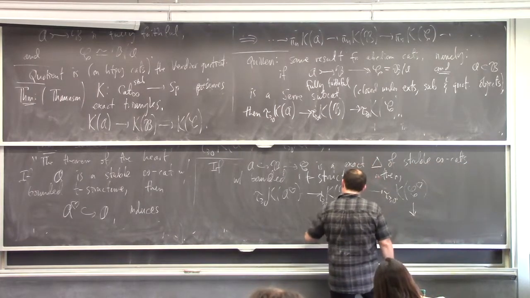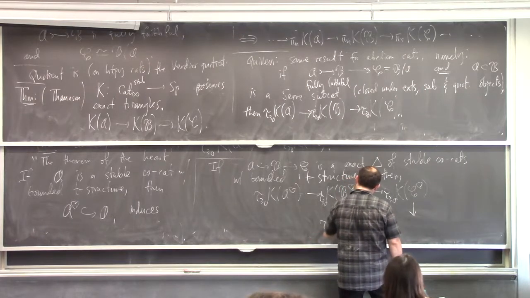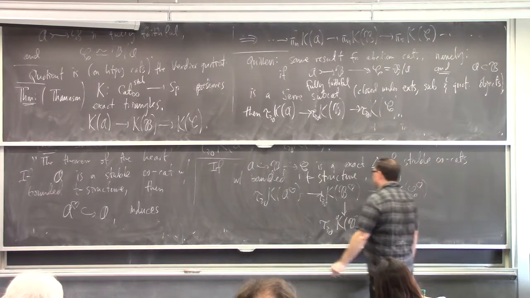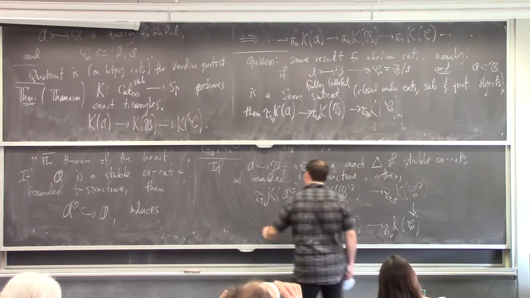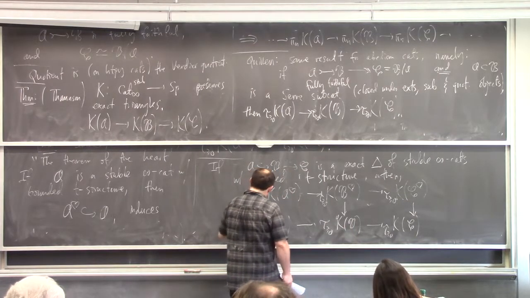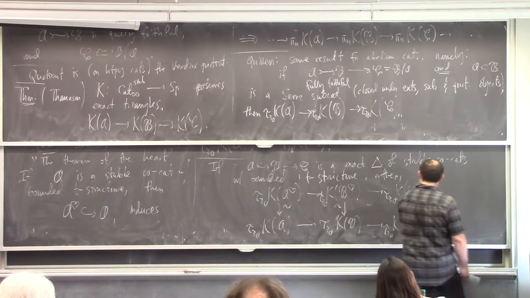Right. And you'd have this one here. So you see that this result is telling you that you can recover one localization type theorem from the other because these will all be equivalences.